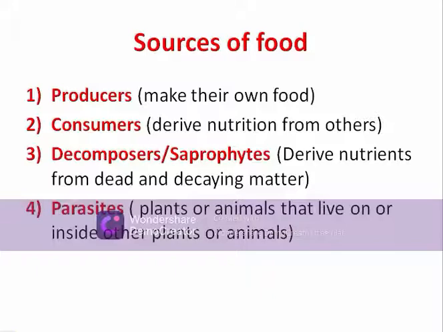The next one is decomposers, or saprophytes. Saprophyte is the second name of decomposer, which derives nutrients from dead and decaying matter. These are organisms that depend on dead and decaying matter. The next one is parasites. Parasites are plants or animals that live on or inside other plants or animals. We will discuss each one in detail.